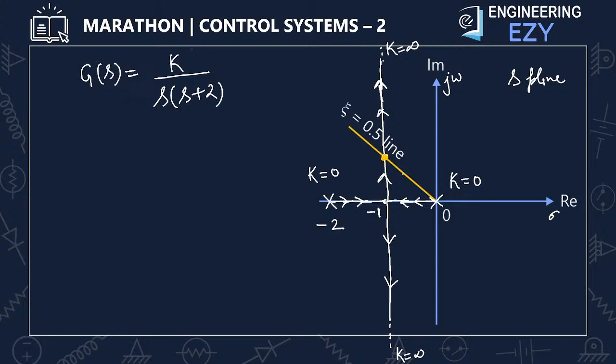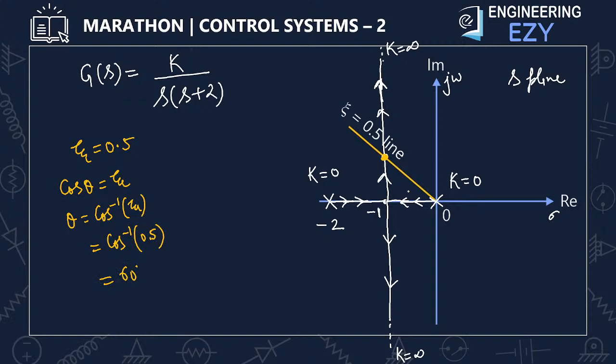This intersection point we have to calculate, and zeta is equal to 0.5. If zeta is equal to 0.5, then cos theta is equal to zeta, so theta is equal to cos inverse zeta. Cos inverse 0.5 is 60 degree. So this angle is 60 degree, and base is 1, so we can calculate the perpendicular.